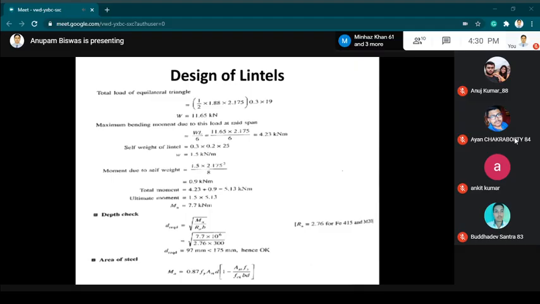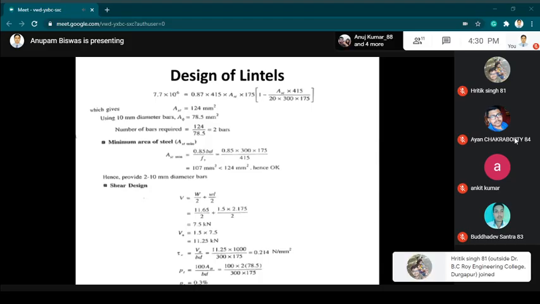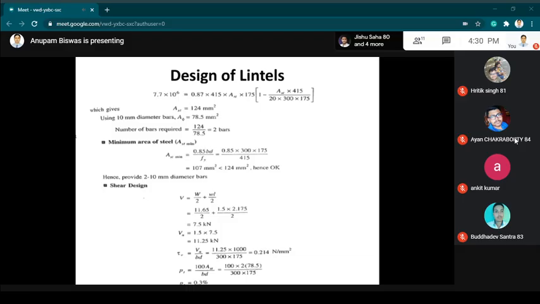Next is the area of steel. For the area of steel, we know the formula: Mu = 0.87 Fy Ast d (1 - Ast Fy / (fck b d)). Putting all the values, where Ast is unknown and putting the value of Mu, we will get the value of Ast, that is 124 mm square. Now considering a 10 mm bar, the number of bars required will be obtained, that is 2 numbers of bars.